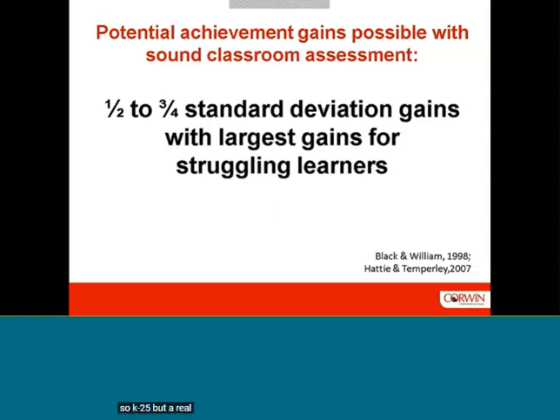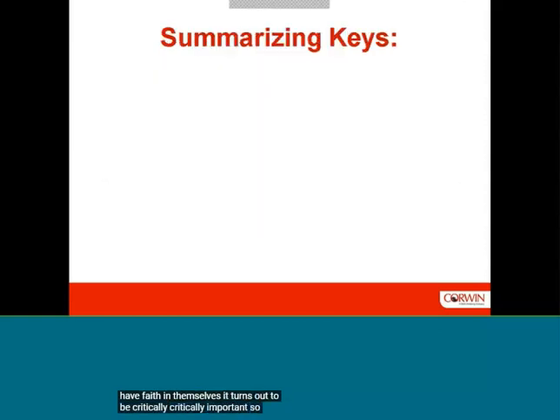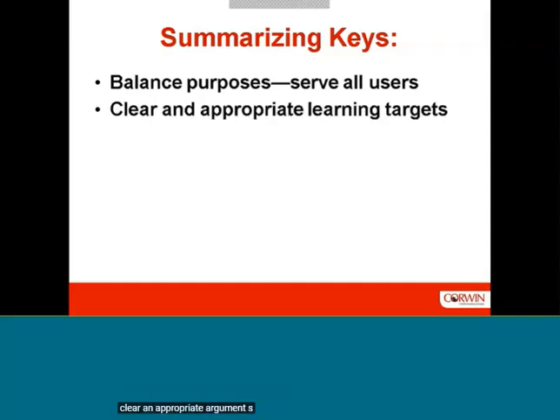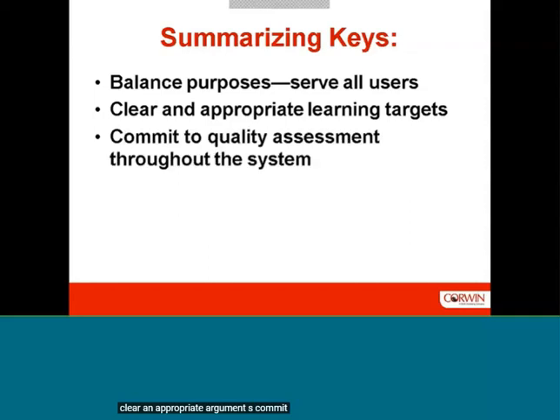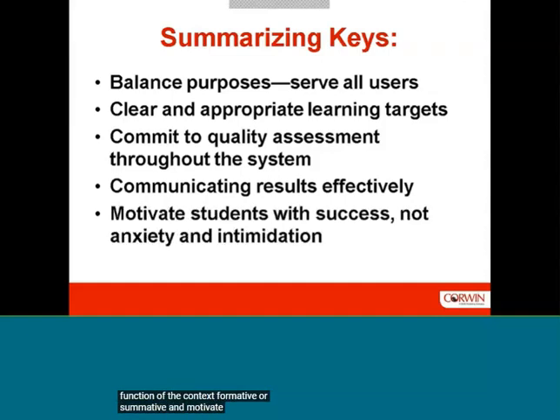So key to success five, but I wrote huge in place of number five, is keep every test within reach if they keep striving for it. Be sure they have faith in themselves. It turns out to be critically, critically important. So these then are our keys. Balance purposes, meet all user needs. Clear and appropriate learning targets to win tests. Commit to quality assessment throughout the assessment system. Communicate results effectively as a function of the context, formative or summative. And motivate students with success, not with anxiety and intimidation.